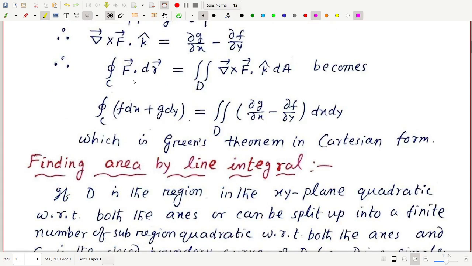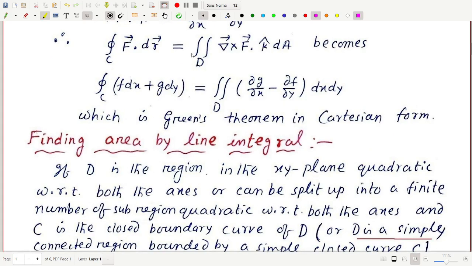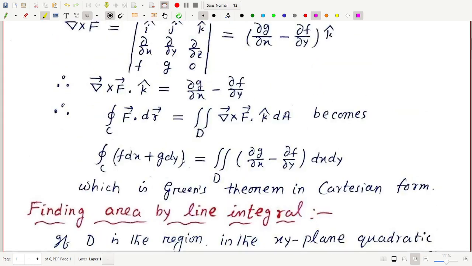Therefore the line integral of f vector over the closed curve C, when the integral is taken along a closed curve, this circle symbol is given in the middle of the integral symbol. So the line integral of f vector over the closed curve C is equal to the double integral of curl f over the region D dot k cap dA. Green's theorem becomes, on the left side, f dx plus g dy, and on the right side, del g by del x minus del f by del y, and dA is dx dy, the area element in the xy plane. So this is Green's theorem in Cartesian form. We shall also use this form.